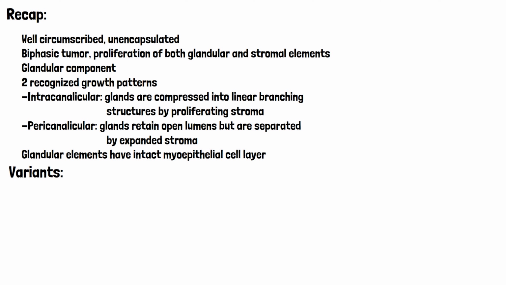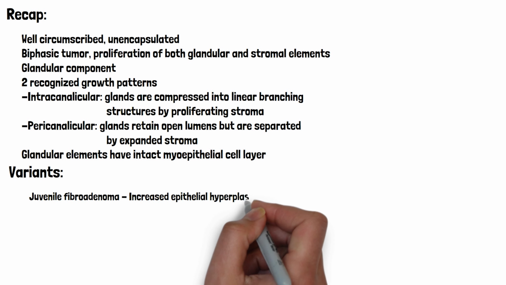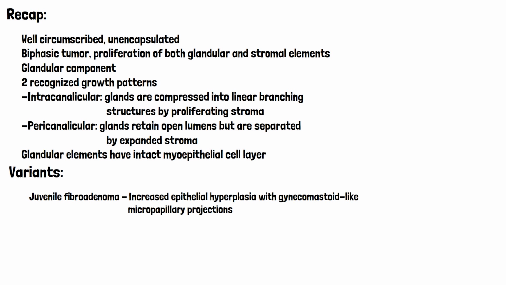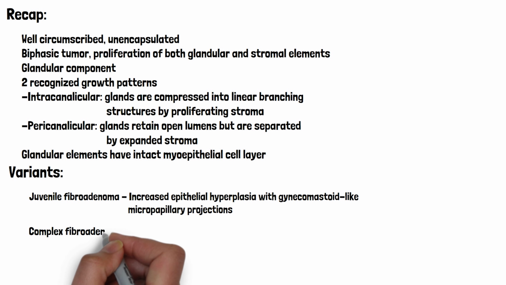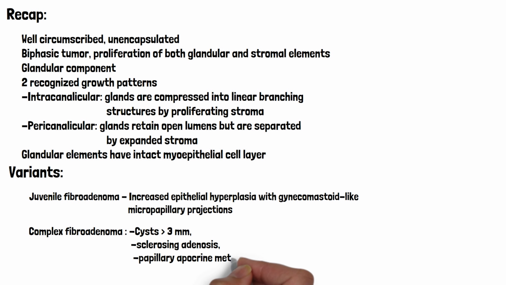Variants. Juvenile fibroadenoma: increased epithelial hyperplasia with gynecomastoid-like micropapillary projections. Complex fibroadenoma: cysts greater than 3 mm, sclerosing adenosis, papillary apocrine metaplasia.